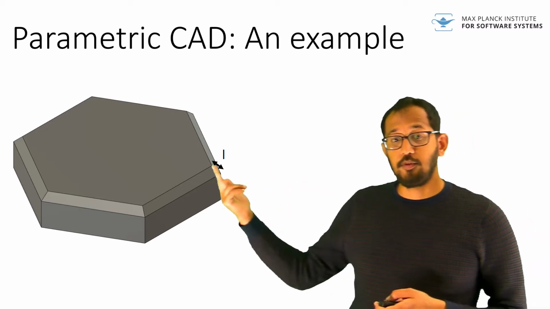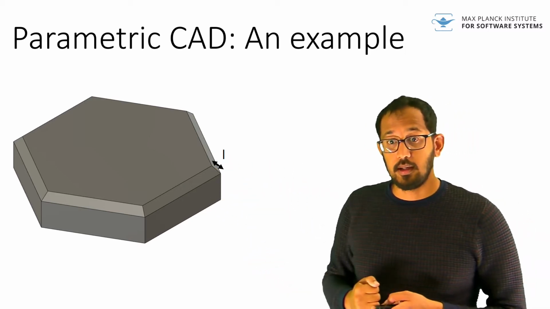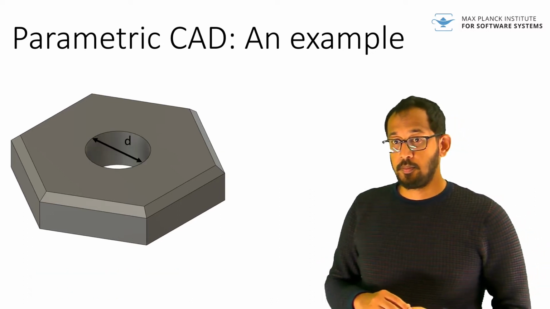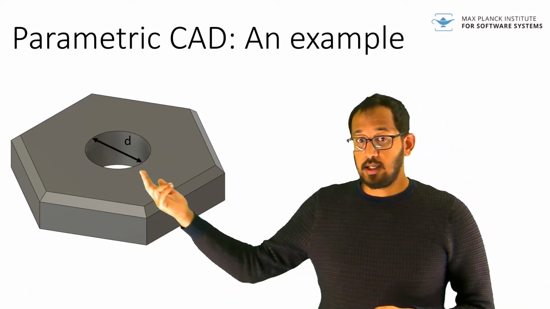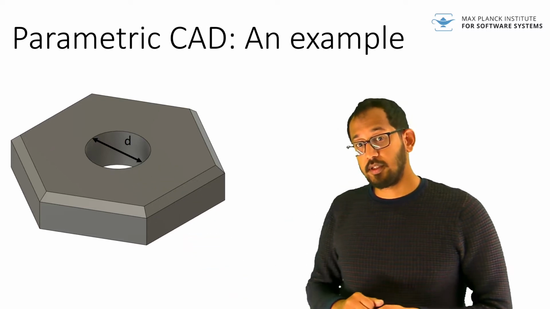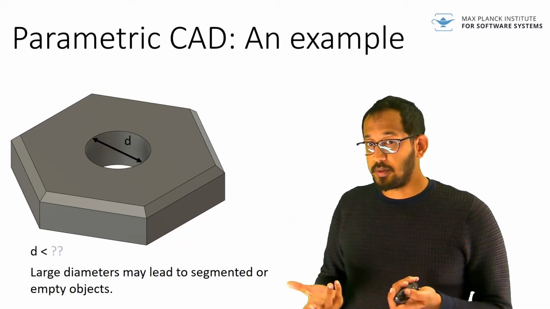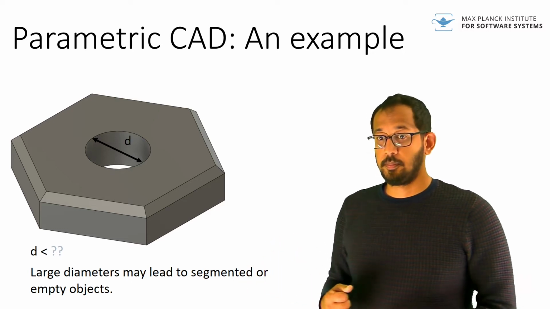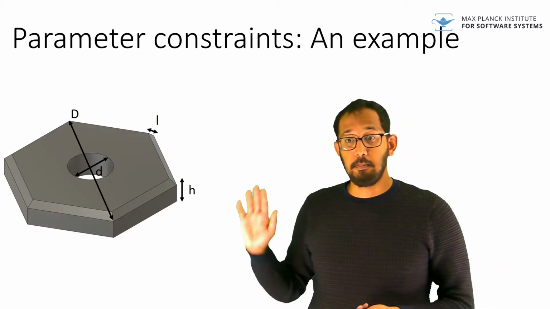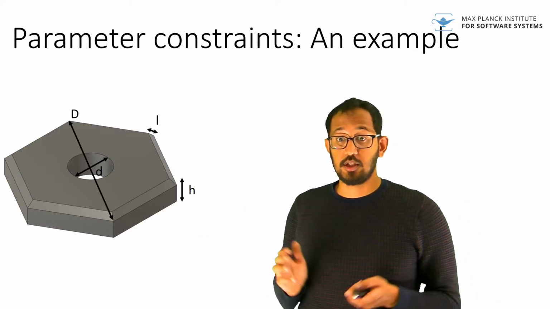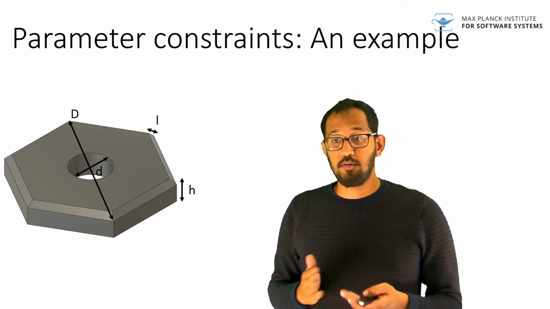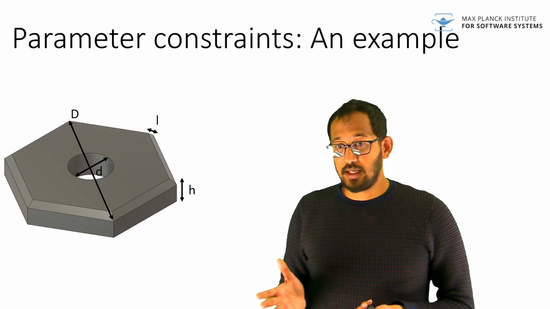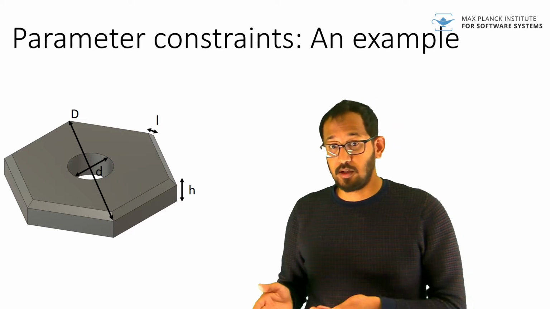Next, we make a chamfer of the length small l. As we saw before, this cannot be arbitrarily large. And the last operation, making a hole of diameter small d, this can also not be arbitrarily large. Otherwise, we would get a segmented or empty object. To summarize, many parameter configurations here are actually invalid. In fact, if we were to sample these parameters naively, only about 11% would lead to a valid final object.